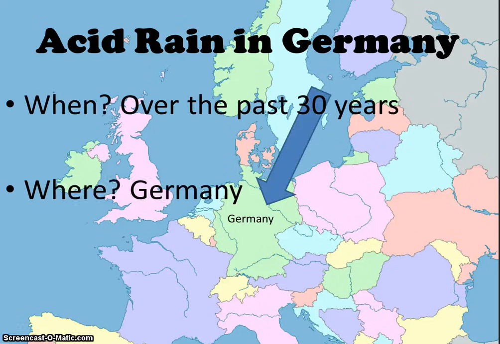Acid rain in Germany. Let's focus on the second environmental issue, which is acid rain. Again, you can have acid rain in other parts of Europe, but for the most part it has been concentrated in Germany. And you can see here from your map, this is where Germany is located.